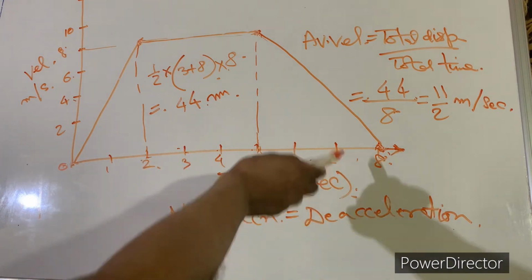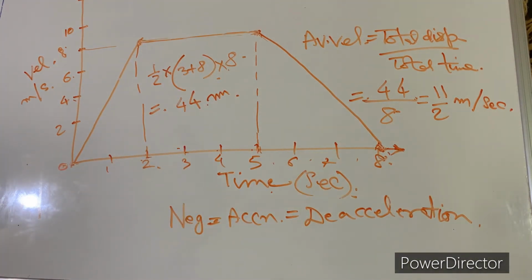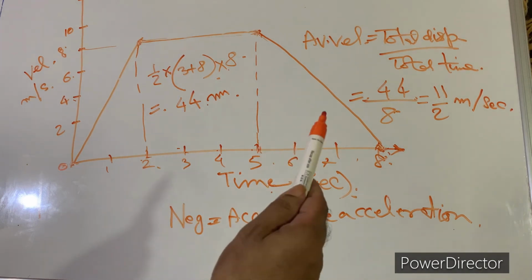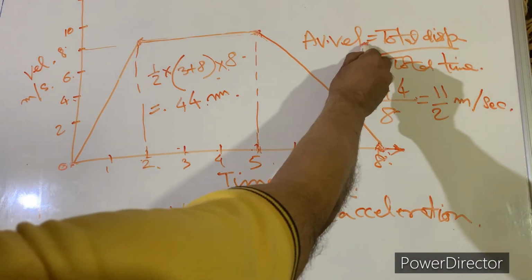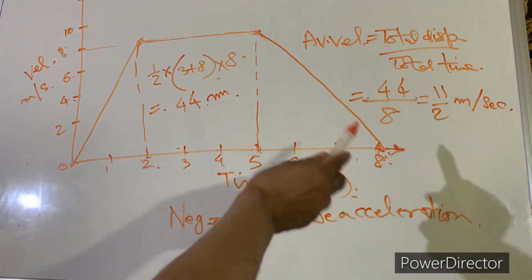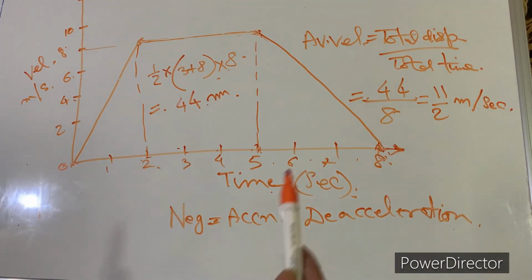And during this entire time, the velocity of the body was changing. It was not the same, but we have been able to calculate the average velocity of the body during the time interval as total displacement divided by total time. Is it clear? Hope it's clear to you.